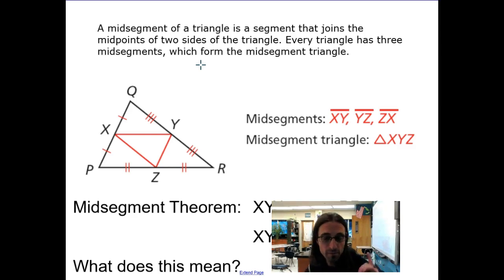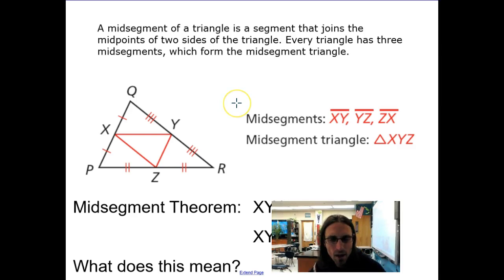This has everything to do with midsegments. And just a reminder as we go through vocabulary, a midsegment of a triangle is a segment that joins the midpoints of two sides of the triangle. Point X is the midpoint of PQ. Point Y is the midpoint of QR. Again, that means it makes two congruent parts. It splits it into two congruent parts. Where you connect those, that's called a midsegment. Every triangle has three midsegments, so you can make a triangle within the triangle.